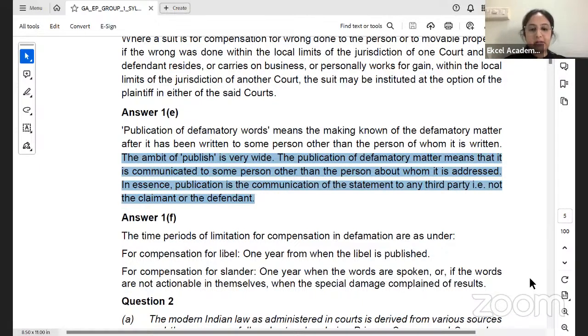So publication of defamatory matter means it is communicated to some person other than the person about whom it is addressed. That is, I am insulting Mr. A. It's not that I'm going and telling Mr. A. Instead of telling A, I'm telling all other people like B, C, D, E, everybody. This is what is publishing. Publishing can be printing and publishing, or it can be that instead of telling the person whom I am defaming, I'm telling it to everybody. I'm trying to defame him in front of everybody. So everything comes within the ambit of the word publish.